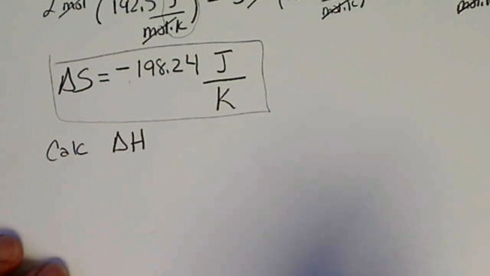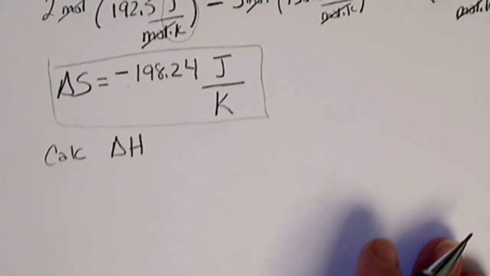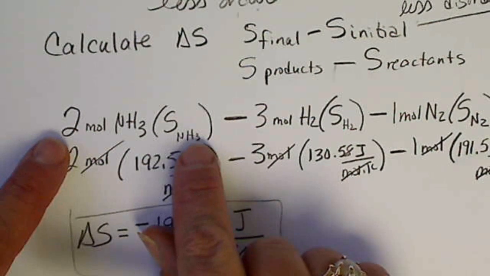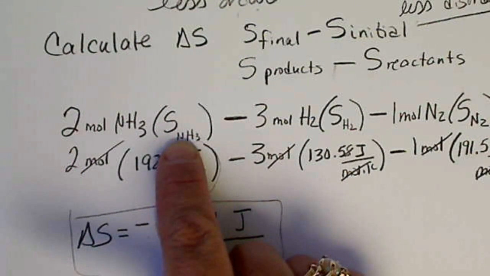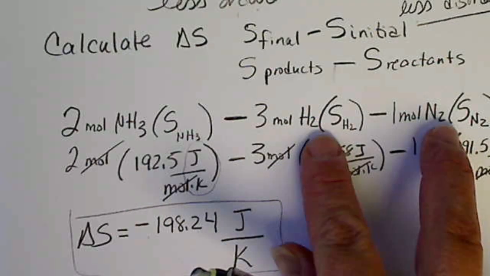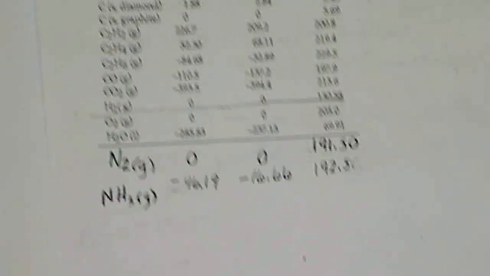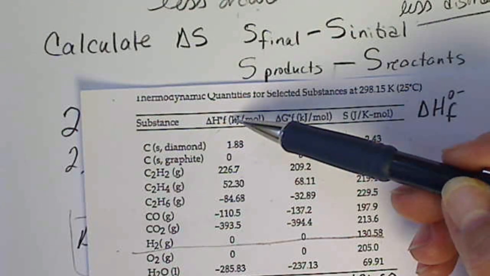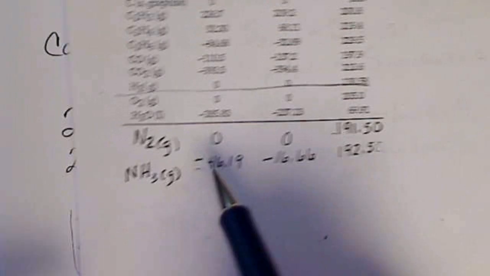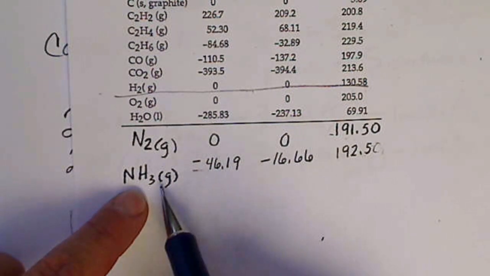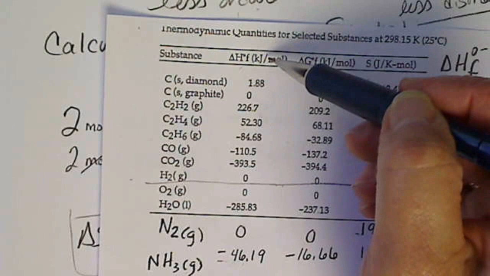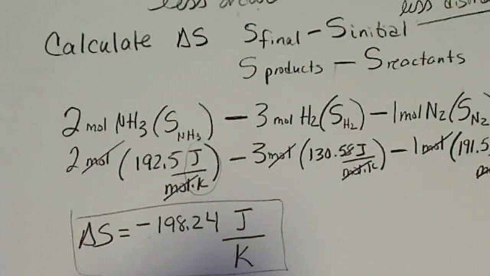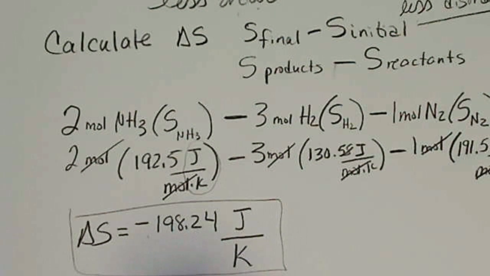So now delta H, I'm going to take 3 times, and have this exact same setup, but I'm going to look at the delta H value for NH3. And then the heats of formation for elements are always 0, so we'll see that. So the enthalpy column is the first column. So the heat of formation of 1 mole of ammonia is negative 46.19, and that's in kilojoules per mole. So my delta H is going to be 2 times negative 46.19.